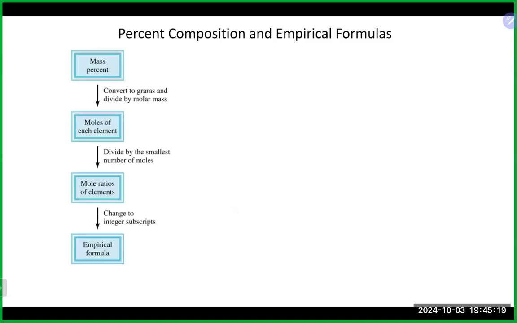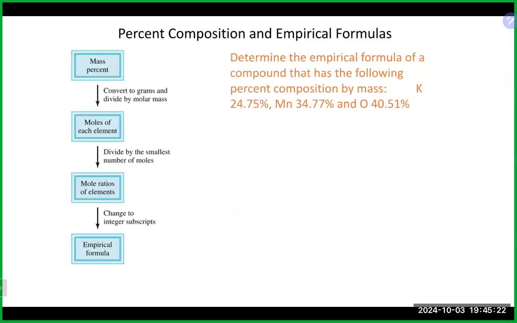All right, so let's take a look here at one. Why don't you give it a go? We want to know the empirical formula here. If this compound is made up of potassium, that's 24.75%, Mn, that is 34.77%, and oxygen, that is 40.51% by mass. So we'll give you some numbers here. We want potassium, 39.10, Mn is 54.94, and our oxygen still 16. There we go. All right, so calculate the empirical formula, see what you come up with.